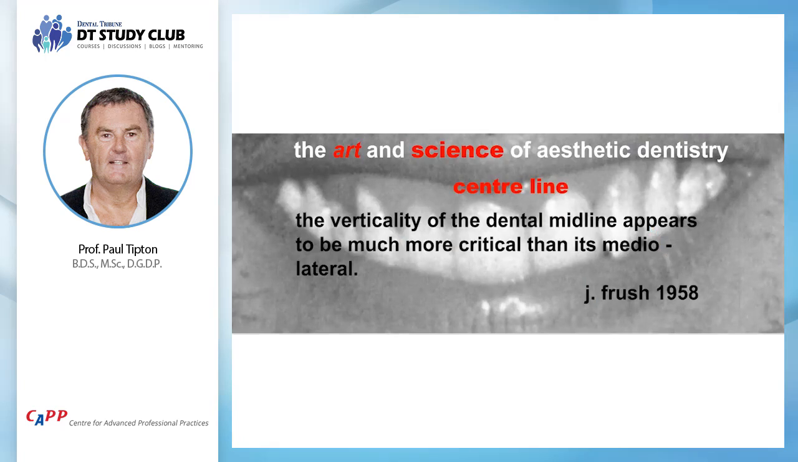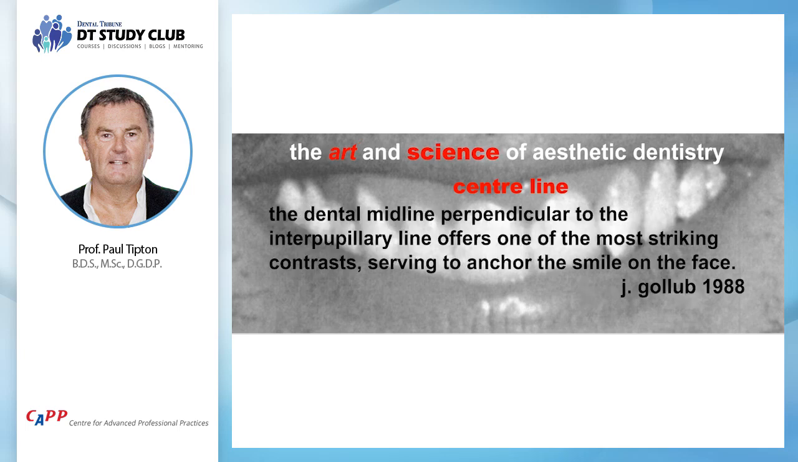Now, what is more important than the mediolateral position is the verticality of it. This means that the center line has got to be at 90 degrees to either the interpupillary line or intercommissure line. So it must not be slanted. That is much more important. And the dental midline perpendicular to the interpupillary line is one of the most striking contrasts, and it serves to anchor the smile on the face.